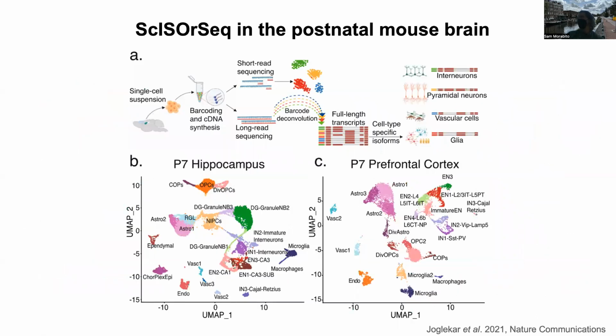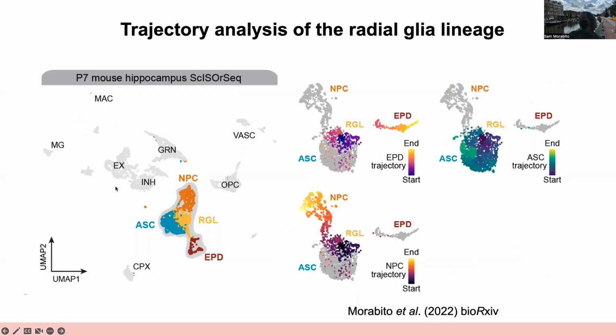Another thing that I did in one of my projects was use single cell long read RNA-seq and then do co-expression network analysis, and see how those networks change along developmental time. I used this data set that was published in Nature Communications of the hippocampus in a 7-day-old mouse. And then I took this radial glia lineage. The radial glia are progenitors that give rise to astrocytes or ependymal cells, or these other neural progenitors that will give rise later to neurons.